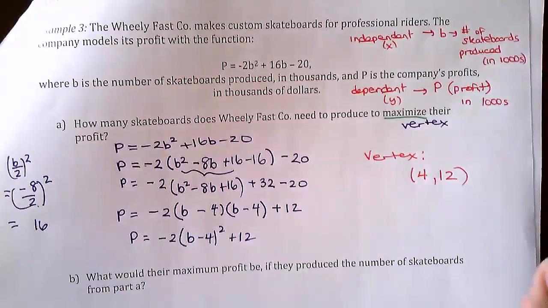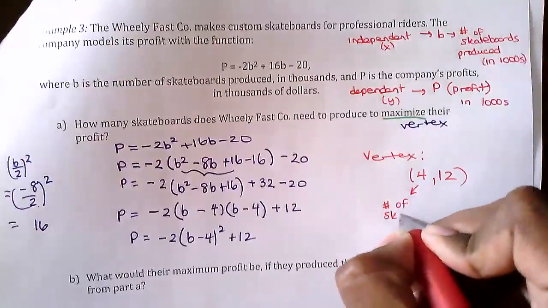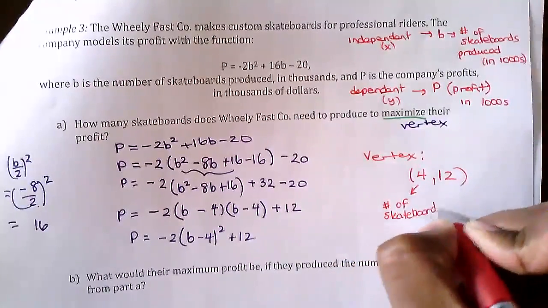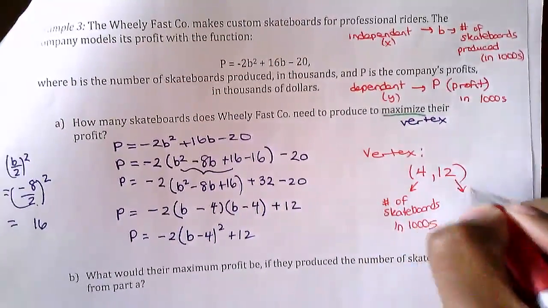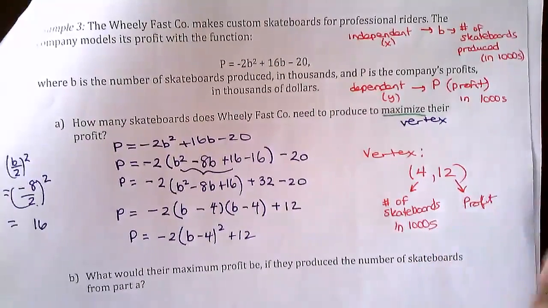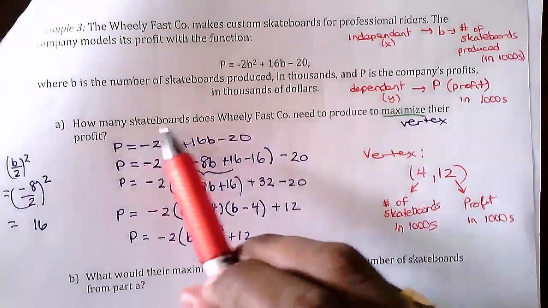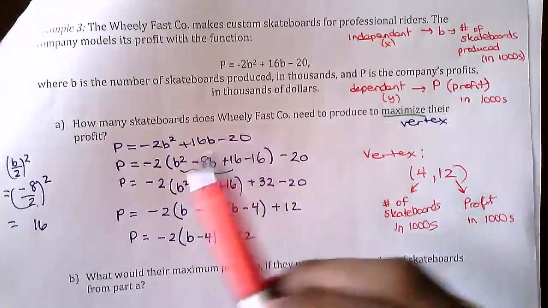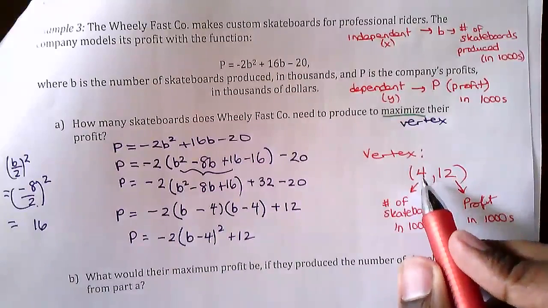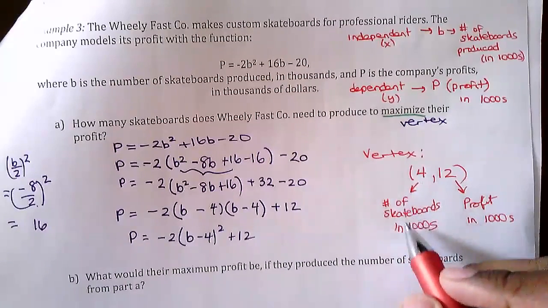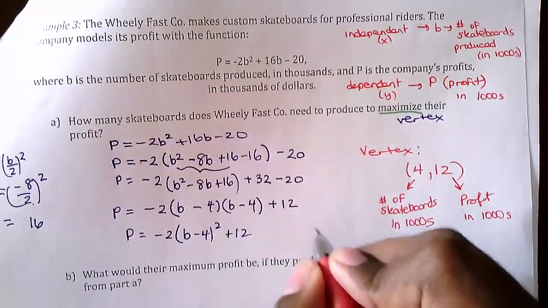Again, this vertex is useless until I put it in context. So the 4 represents number of skateboards, but in thousands. And this 12 represents profit, but again in thousands. So the question asked, how many skateboards do they need to sell to maximize their profit? Well, when I look at the vertex, I know my x, or my b in this case, is 4, but that represents skateboards in the thousands. So that means that they need to sell 4,000 skateboards.